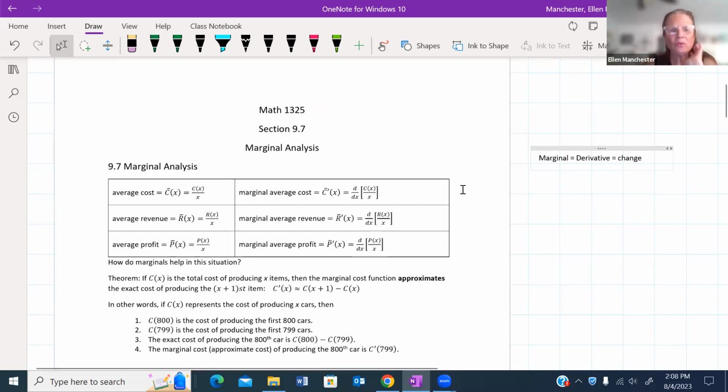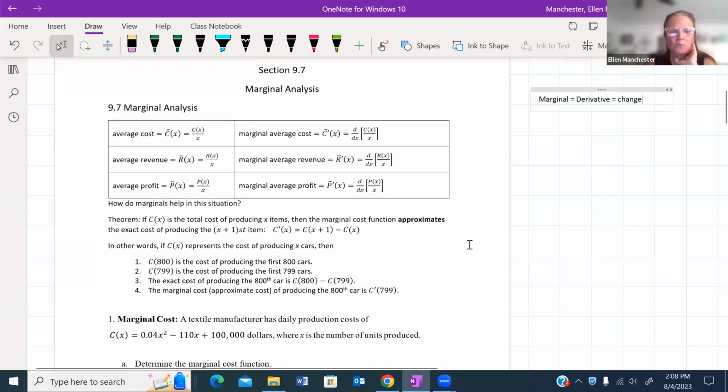Okay, so we're going to start with just finding marginal cost. And again, marginal and approximate is going to go together. So we're going to look at the exact cost of something, and then we're going to look at approximate cost of items or profit or revenue. So anytime I use average or marginal, I can connect any of those three terms, cost, revenue, or profit, and it all means the same thing.